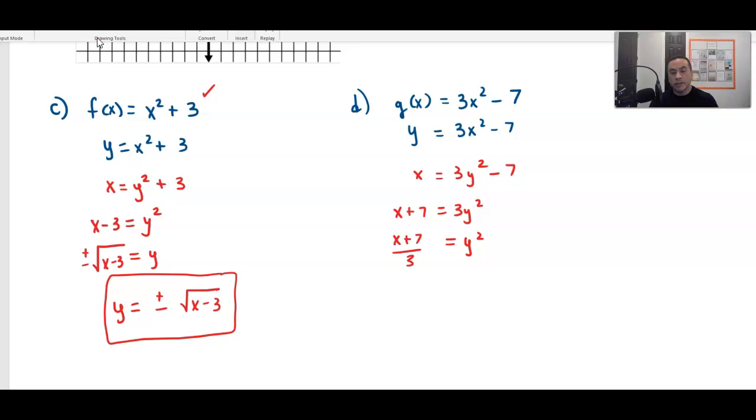And then finally you take the square root. So let me get some more room here. So it's going to be plus and minus the square root of x plus 7 over 3. And that's going to be my inverse equation right there. Plus and minus the square root of x plus 7 over 3.